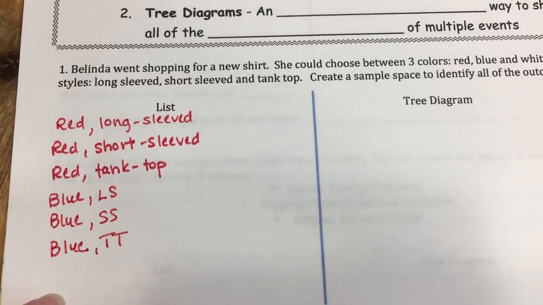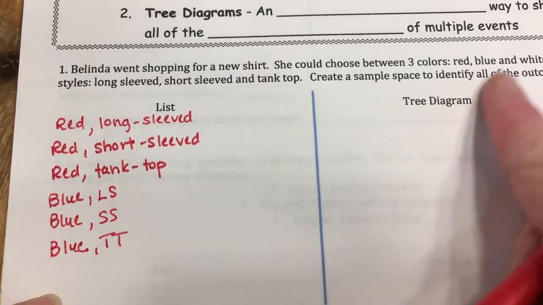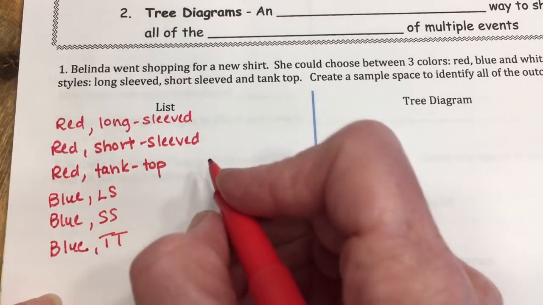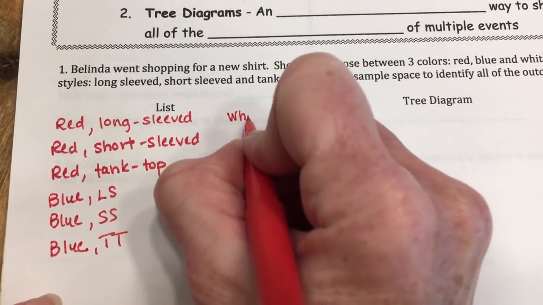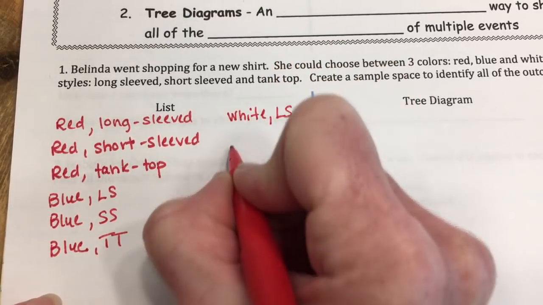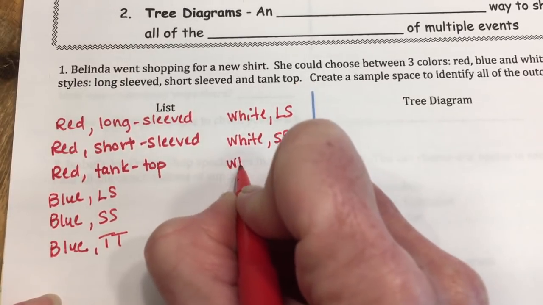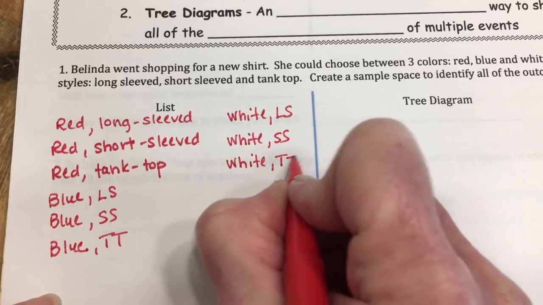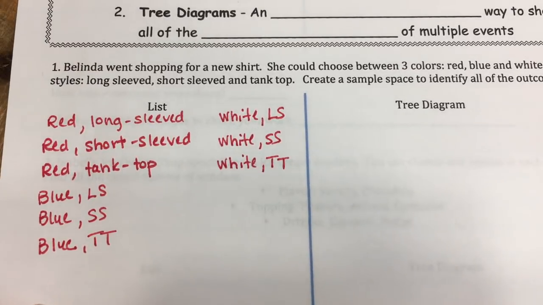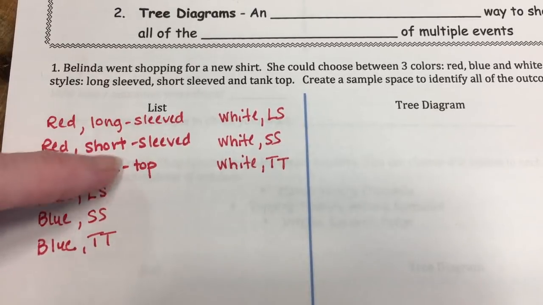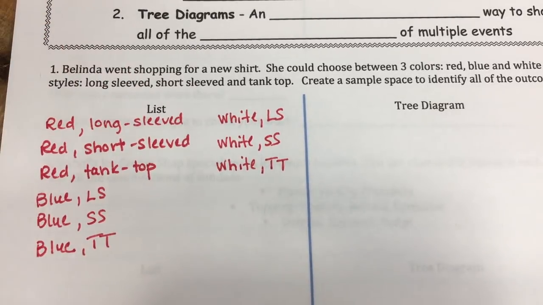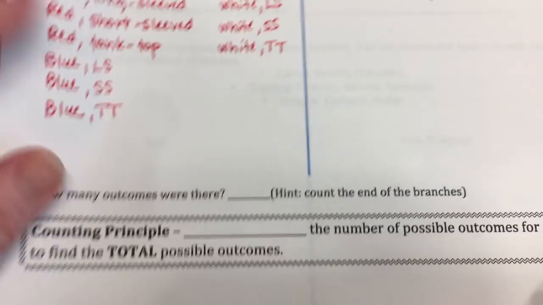Have I gotten all the possibilities yet? Nope. There's still one more color. There's white. So she could also get a white long sleeve, a white short sleeve, or a white tank top. All right, so now do I have all the possibilities? Yes, I've used all 3 colors, and I've used all 3 styles. So how many outcomes were there?